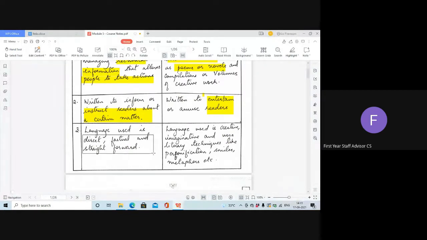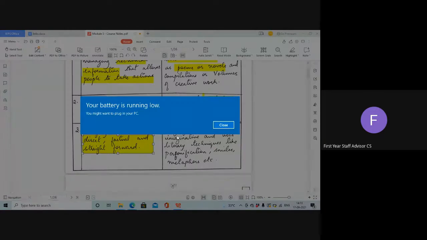That is, you cannot use fancy words or anything there. You have to write the content in a direct manner so that users can understand it.